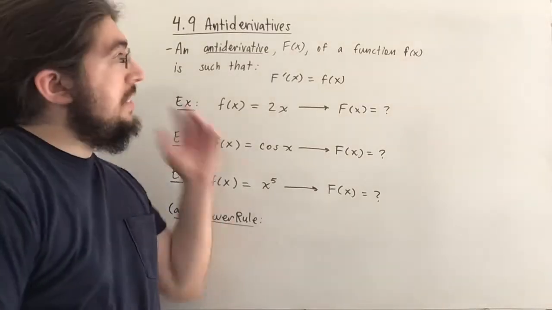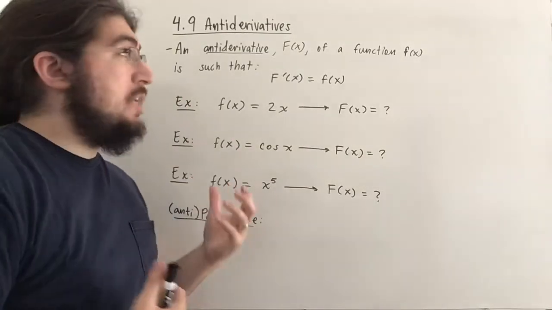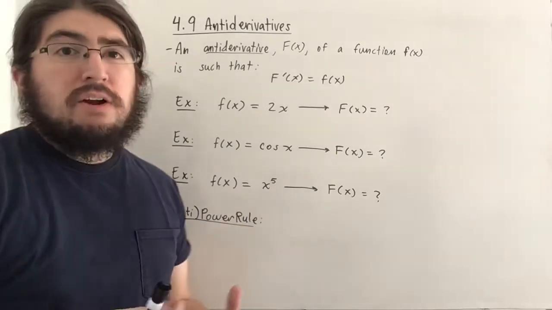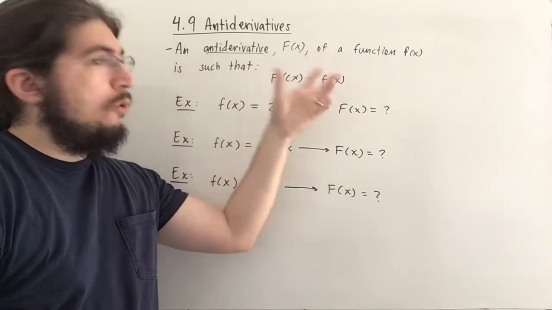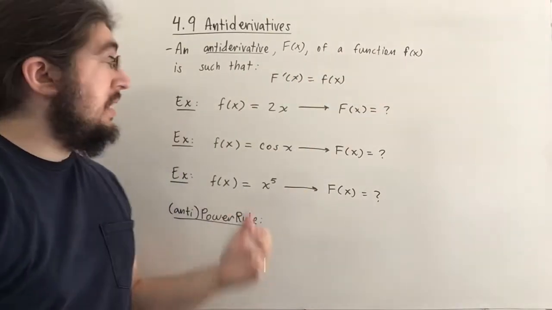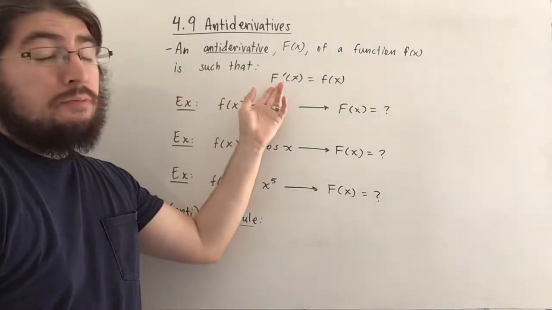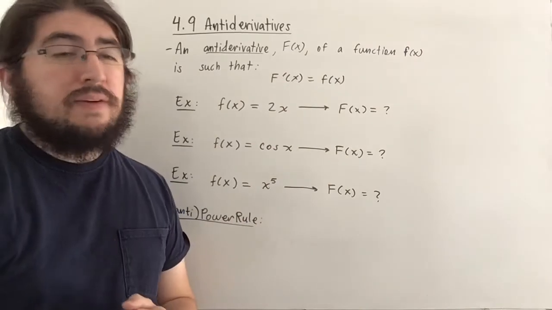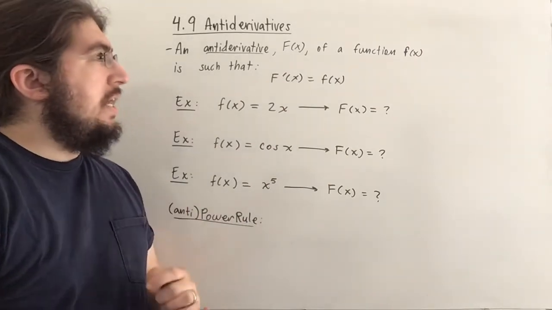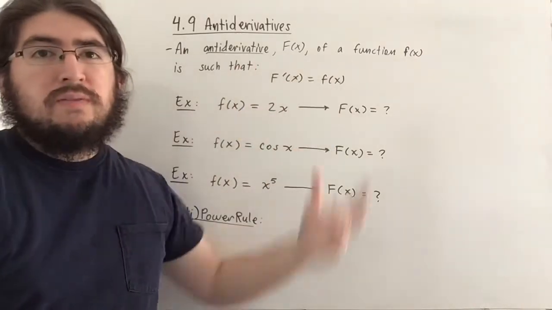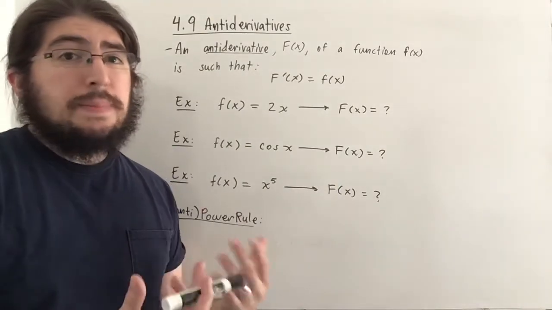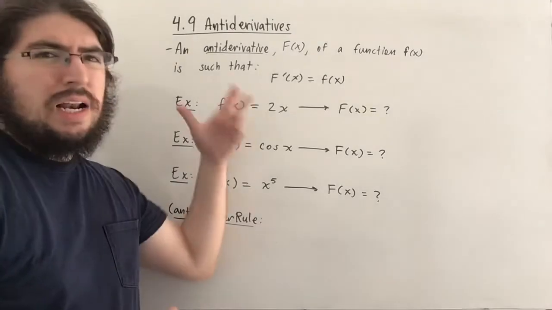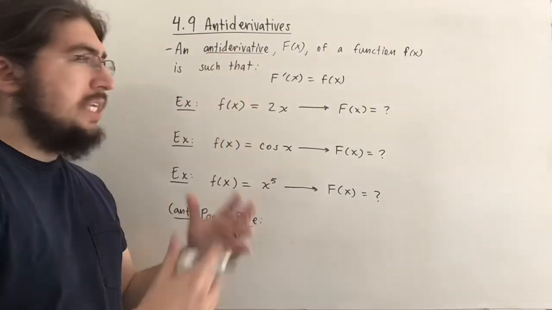Here we'll be discussing chapter 4.9, which is antiderivatives. Let me start off by saying an antiderivative is a function capital F of x for a given function lowercase f of x, such that capital F prime is lowercase f of x. Basically, it's a function whose derivative is the original function we're given. In other words, it's just the opposite of derivative. So kind of like what the word sounds like, antiderivative.